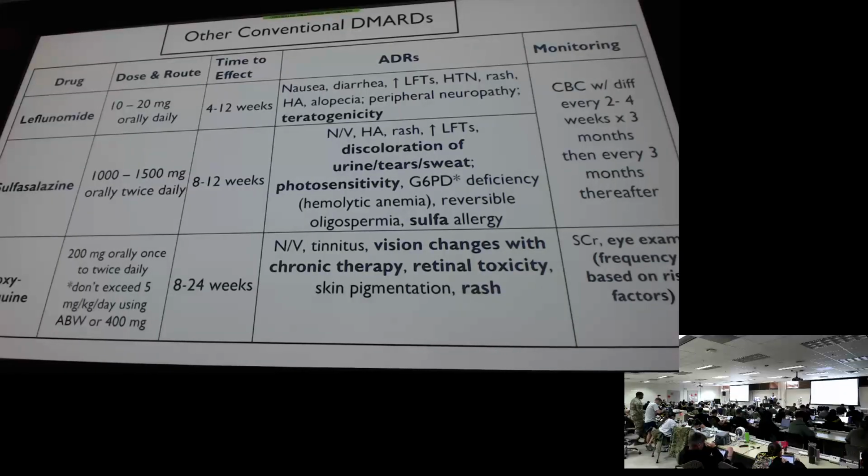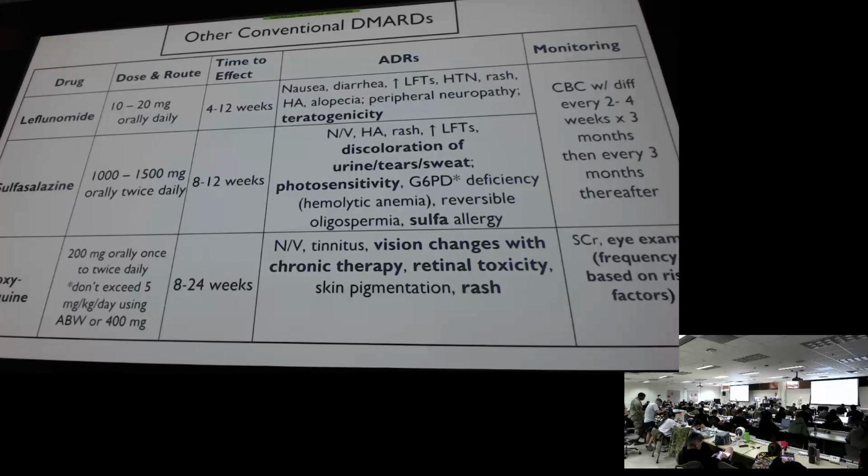Although on the hydroxychloroquine, you need to know that vision changes is a big adverse drug response. So they have to have frequent eye exams. Chronic therapy causes retinal toxicity. That's what I need you to know about the hydroxychloroquine.